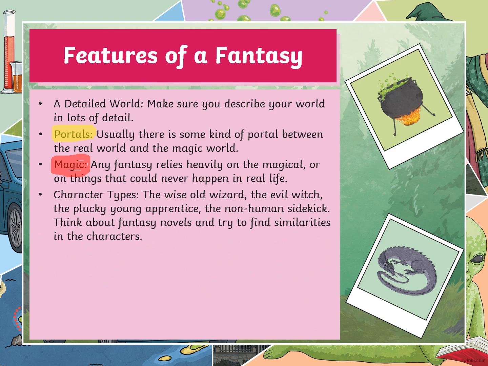Character types. Maybe you have examples like the wise old wizard, the evil witch, the plucky young apprentice, the non-human sidekick. Think about fantasy novels and try to find similarities in the characters. Maybe if we talk about something like Alice in Wonderland, we have Alice and we have the talking rabbit.